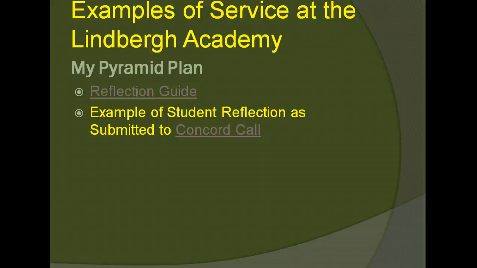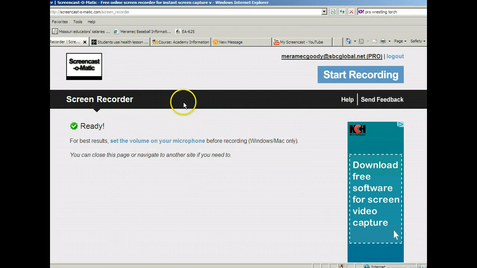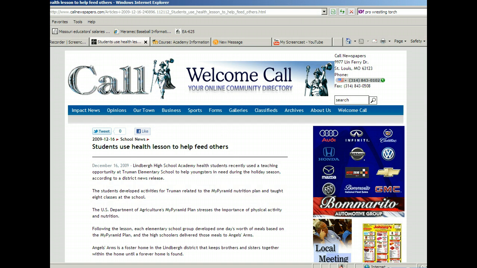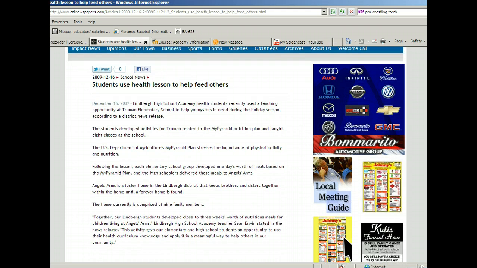Another example of a reflection was a particular student in this project who wrote a press release to the Lindbergh School District for the website. Many of you may have seen this on the website last year. The website then in turn forwarded the information onto the local newspaper, the Concord Call, and within the paper the student had their written piece of work submitted and then published. The Call is a local newspaper that is mailed out to all homes in the district, and also has a website that the student's reflection was able to be seen upon.